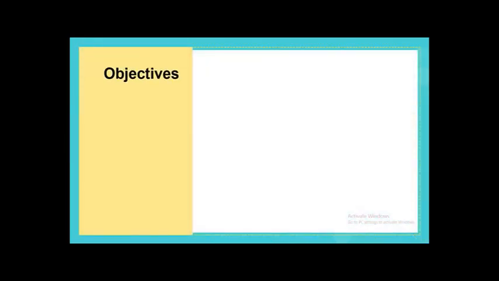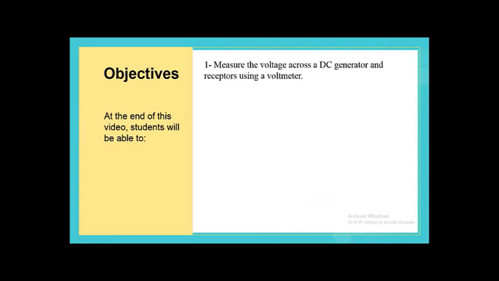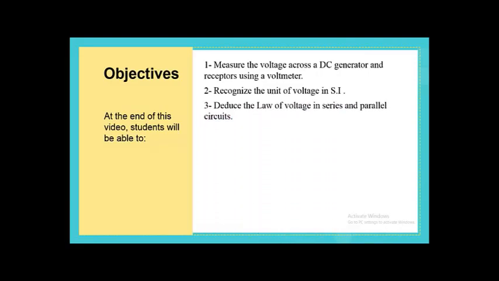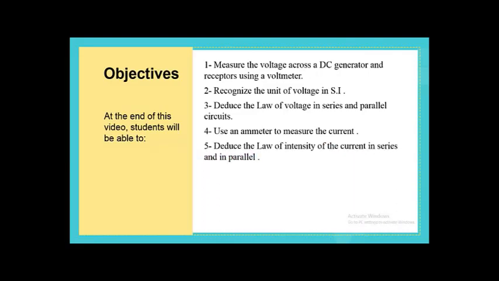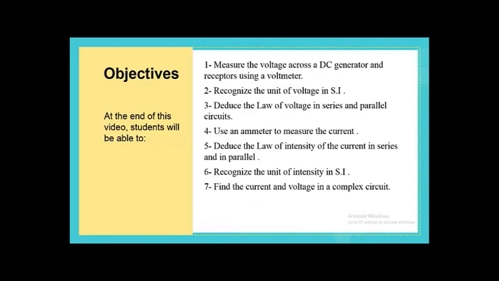Concerning the objectives, at the end of this video you are supposed to measure the voltage across a DC generator and receptors using a voltmeter. Recognize the unit of voltage in SI, deduce the law of voltage in series and parallel circuits. Use an ammeter to measure the current, deduce the law of intensity of the current in series and in parallel, and recognize the unit of intensity in SI, and finally find the current and voltage in a complex circuit.